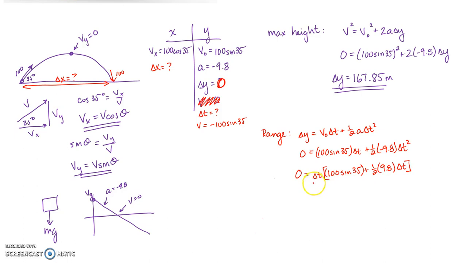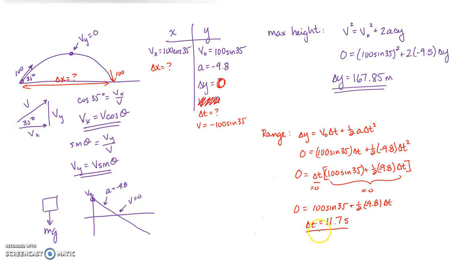So now either this equals 0 right here, or this equals 0. Well, this first time equaling 0 makes perfect sense because that's when it was kicked. So if we solve for when this is equal to 0, we can figure out when it hits the ground. So really we're going to use the equation 0 equals 100 sine 35 plus 1/2 times 9.8 delta t. Solve for time, and we get 11.7 seconds. All right, so that's not the end of our problem, but that's our time.